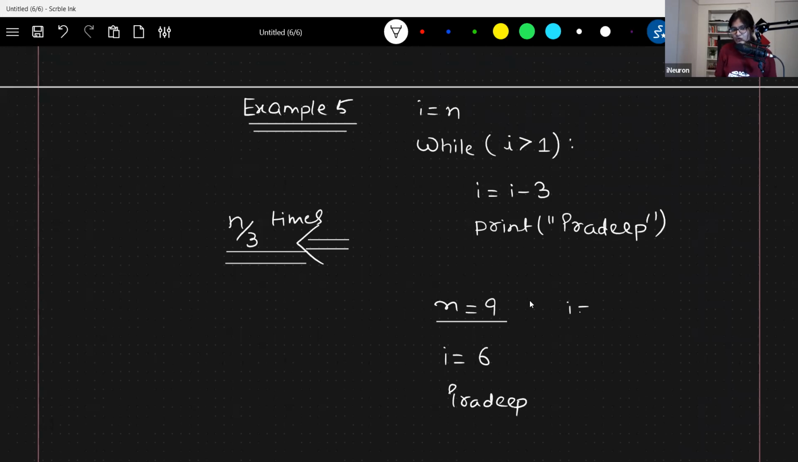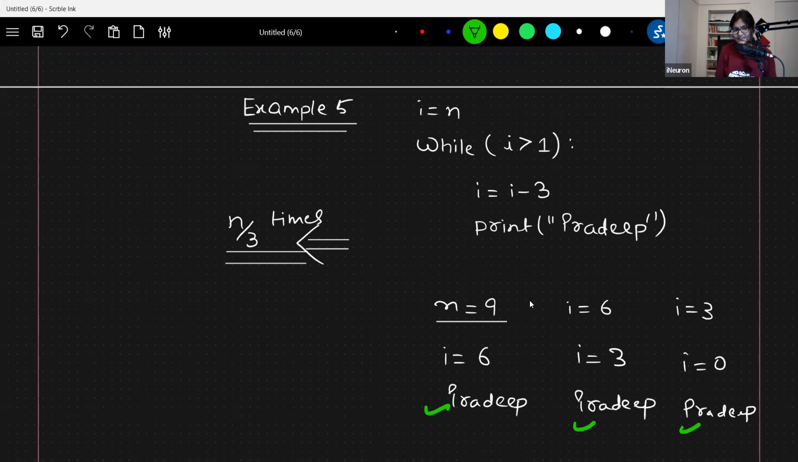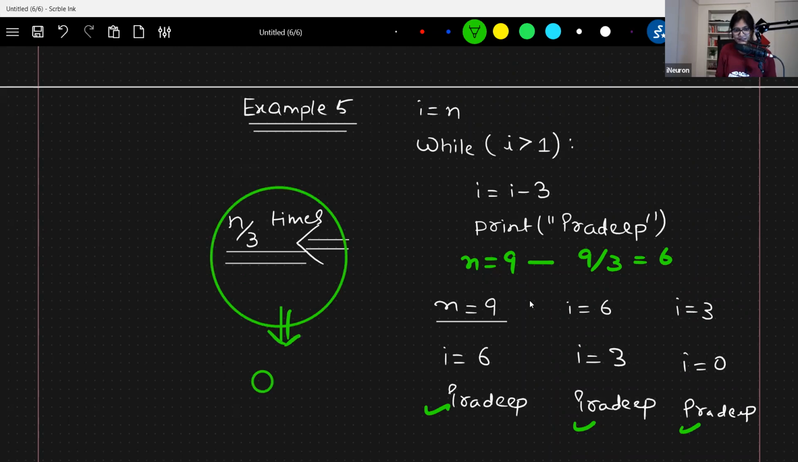Now I is equal to 6. Condition will be satisfied. I value will become 6 minus 3, 3. Again, Pradeep will be printed. 3 is greater than 1. So I is equal to 0 now. Again, Pradeep will be printed. How many times is Pradeep printing? 1, 2, and 3. How is this 3 coming up? n is equal to 9. 9 divided by 3 is 3. For any example you take, you will observe it is repeating n by 3 times. And because it is n by 3, the time complexity will be big O of n.